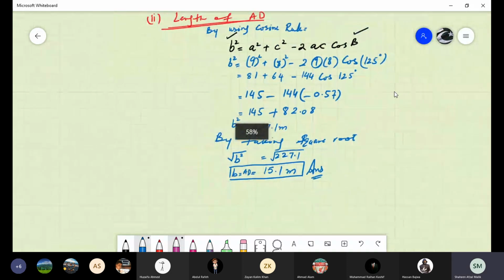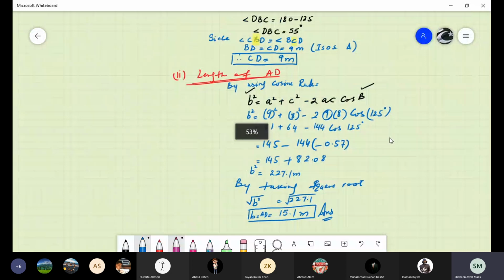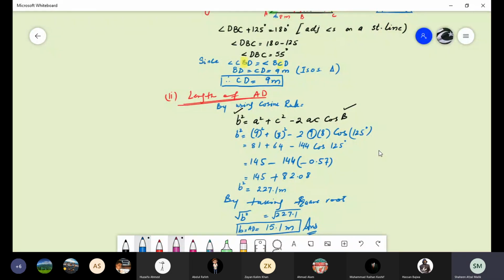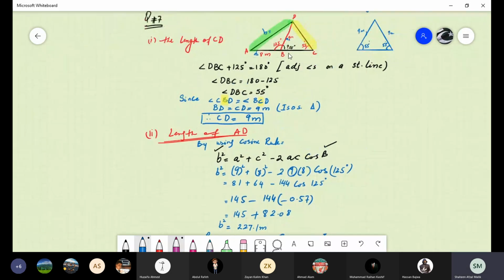I'm going to minimize the question. You can copy the whole question, whoever joined us late. Yes, boys, this is the question. The figure was given to you, and we have to find two things. One is the side CD. Two angles are given: one is 125 and one is 55. Using adjacent angles on a straight line, we find the missing angle at point B, which is coming 55.